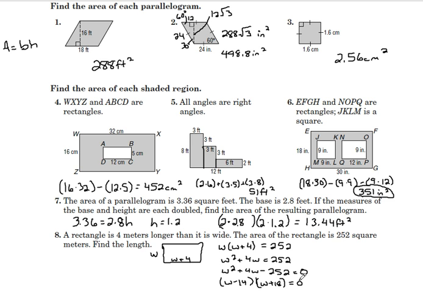Setting that equal to 0, we got 2 values of W. W is going to be 14 or negative 18. Can't be negative 18 because we can't have a negative measurement. So the width ends up being 14. Now to find the length? Well, here's the length. We just have to add 4 to it. The length is 18 meters.